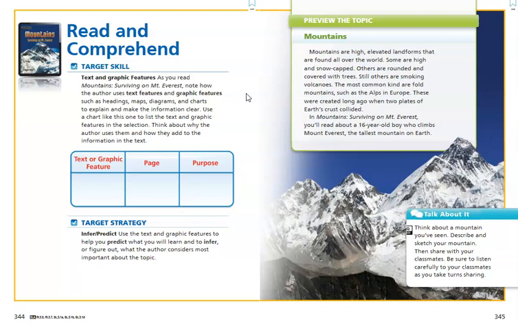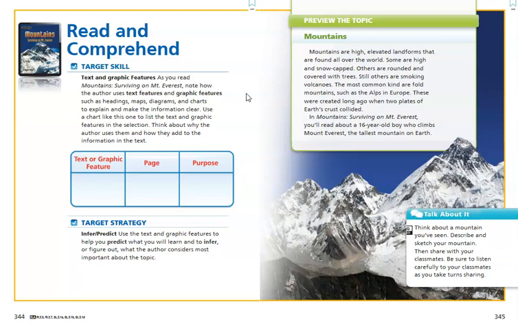Okay, so we've read lots of stories that have used text features like headings to tell us what that section's going to be about, and then graphic features like our maps, diagrams, charts that help us understand what we're reading. We have also seen a lot of photographs, pictures, those kind of graphic features as well.